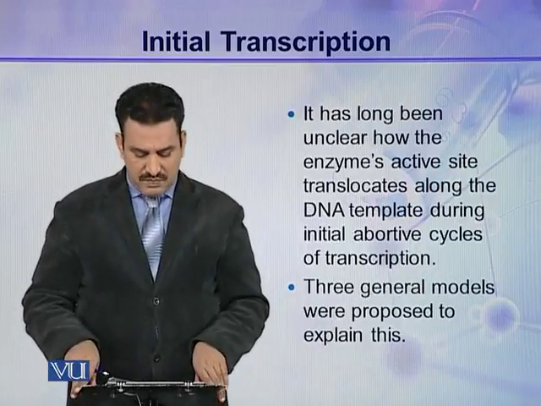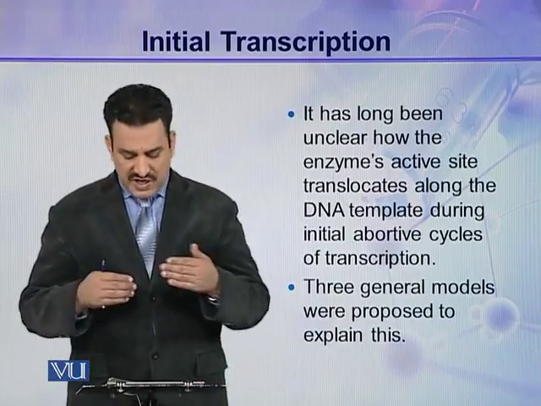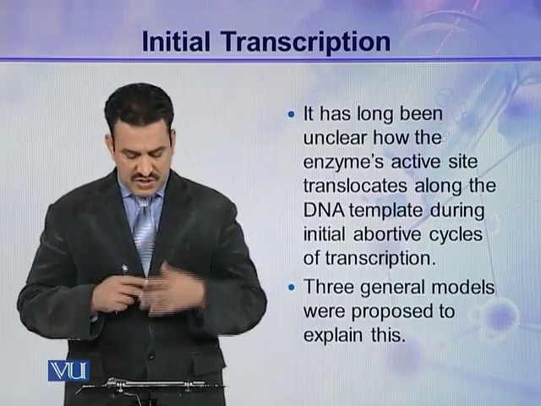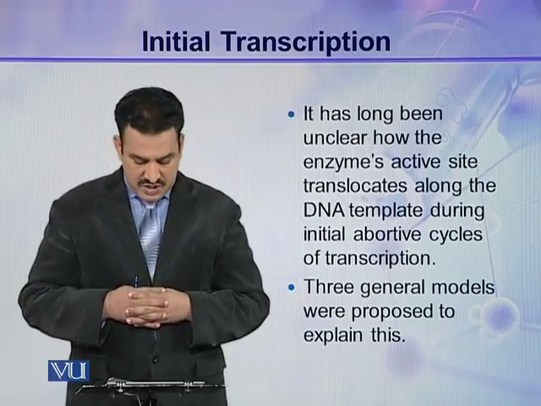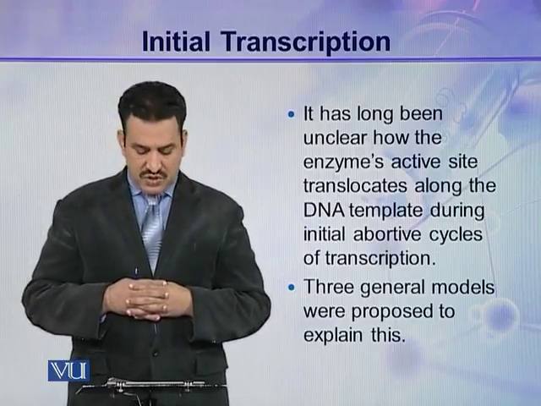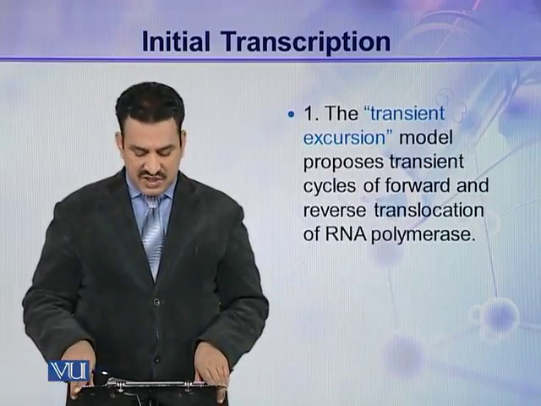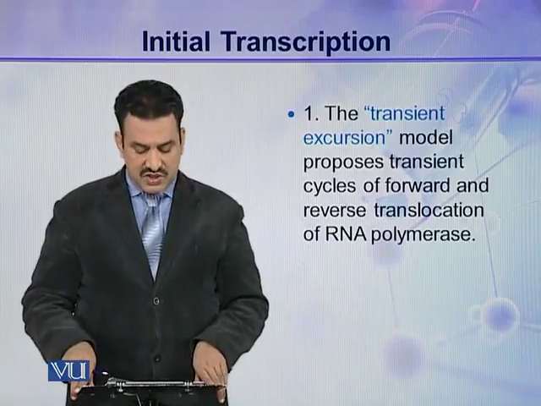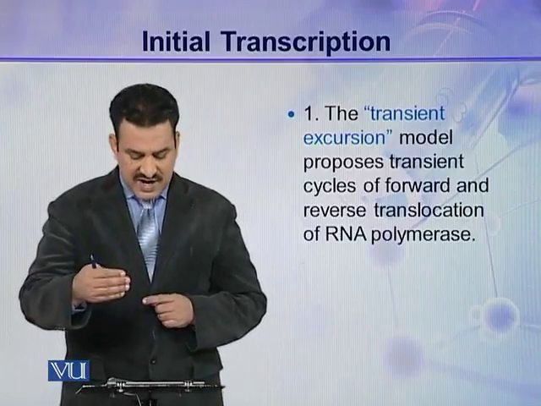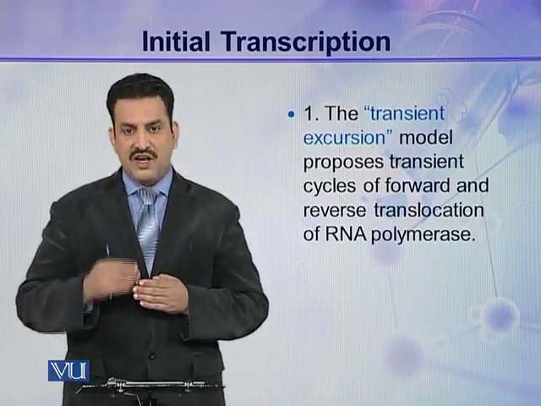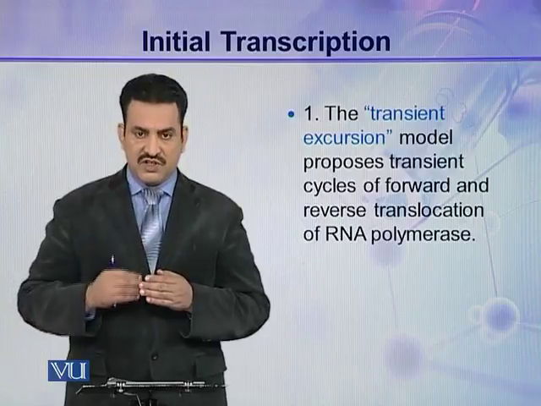It has long been unclear how the enzyme's active site translocates along the DNA template during initial abortive cycles of transcription. 3 general models were proposed to explain this. The first is the transient excursion model, which proposes transient cycles of forward and reverse translocation of RNA polymerase. So this is transient cycles of forward, reverse, forward, reverse.